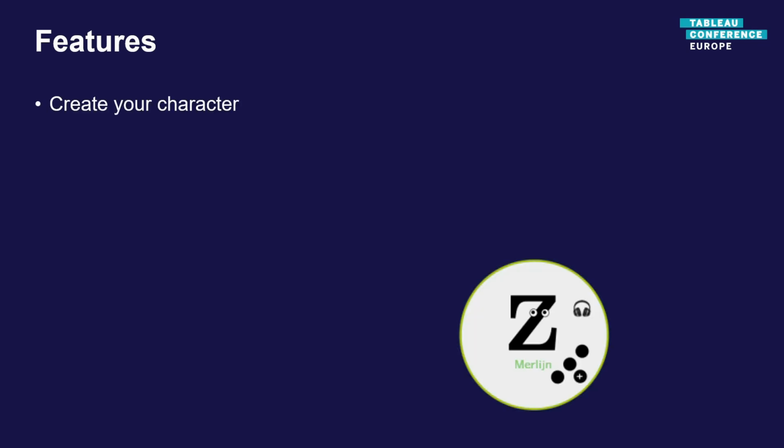So first of all, when you go to a conference, you get these cool badges. And you can also do that in Data Village Online. So you can create your character. And you have these custom things you can add. So for example, I'm a Zen Master. I can add my name. I like to listen to music. And I've been a few times to the conference already. So this is how it will look like.